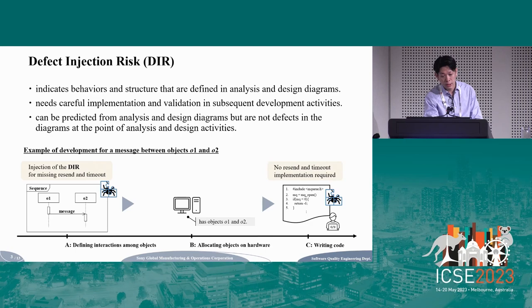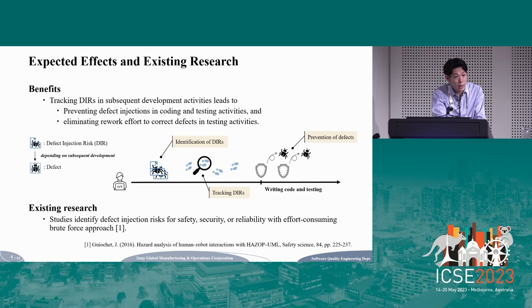Of course, if objects are allocated on the same computer, no resend and timeout is required to implement. It means that even if the sequence diagram is correct, the programmers may have to pay attention to implementation depending on subsequent activities after designing it. We expect various effects by identifying and dealing with DIRs. We can prevent defects ahead of happening in subsequent development. As a result, there is an elimination of the rework effort to correct defects that might be injected in subsequent development activities.